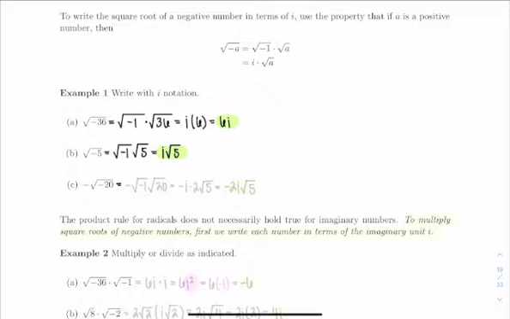For negative square root of negative 20, let's go ahead and write this as two separate radicals. We have negative times the square root of negative 1 times the square root of 20. Well, we know that the square root of negative 1 is i, and the square root of 20 can be written as 2 times the square root of 5. And so I end up getting negative 2i times the square root of 5.